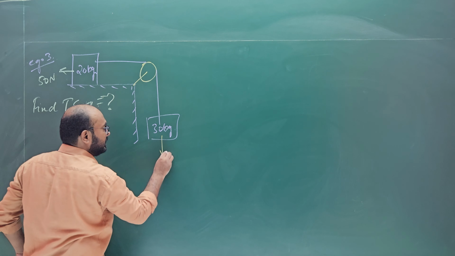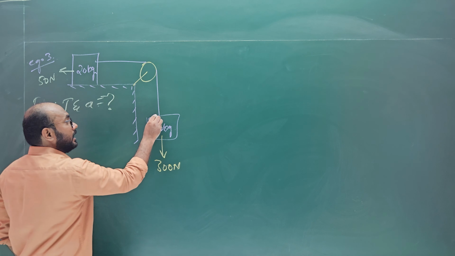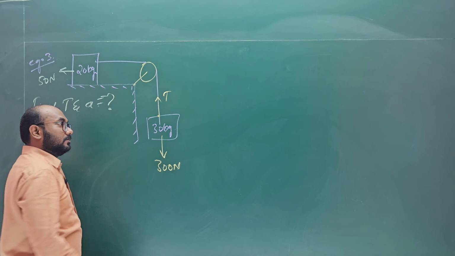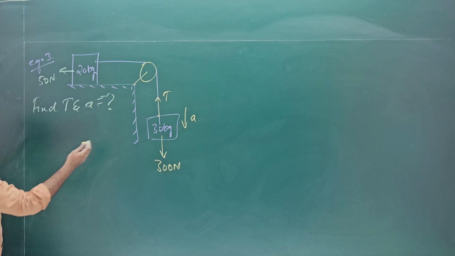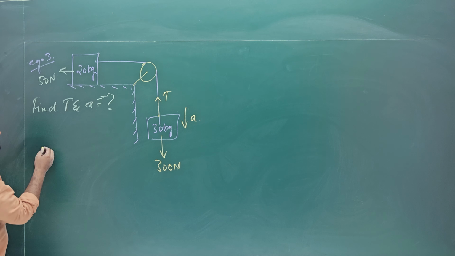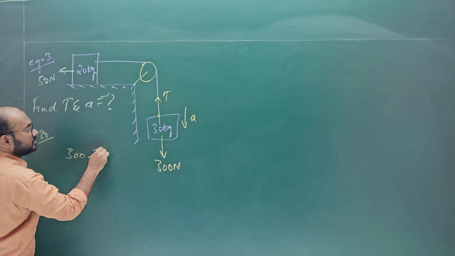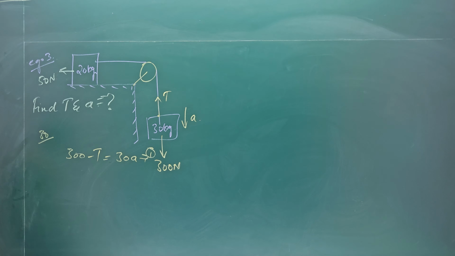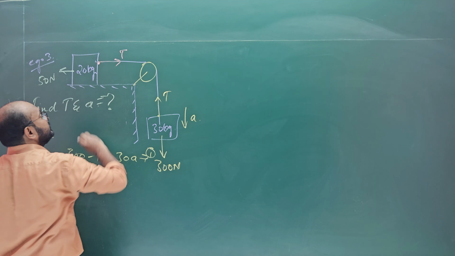So this one is acting in the downward direction. That is what? 300 Newton. That is mg. Yes or no? And tension is acting in the upward direction. Acceleration kidhar lo? Niche. Okay. So acceleration is in the downward direction. If I want to write the equation for 30 kg, then for 30 kg I am writing the equation, that is what? 300 minus T, which is equal to 30A. This is your equation number 1. Yes or no? On that, over here tension will be acting in this direction.